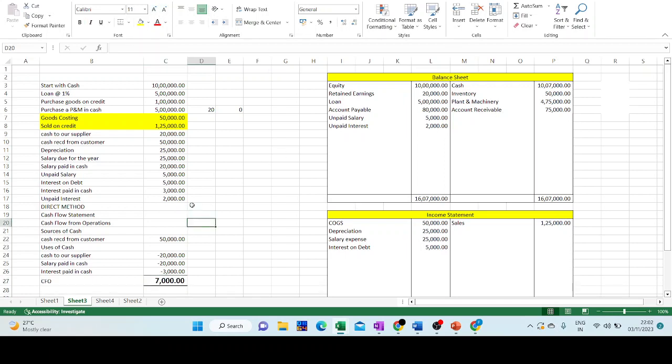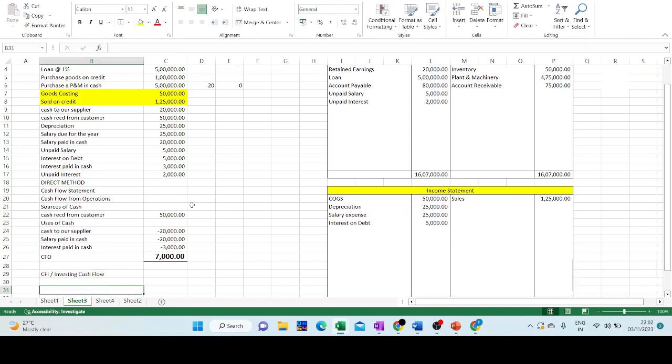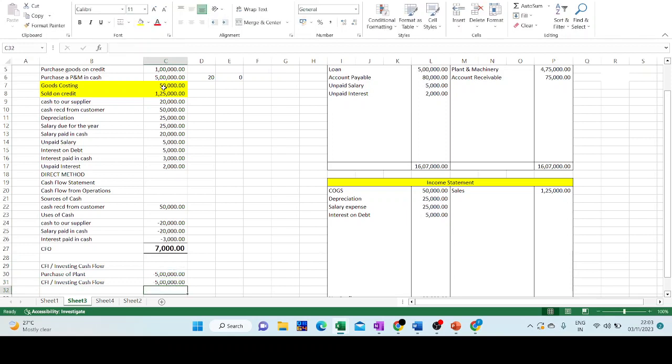Okay. Now guys, let us calculate CFI. Please tell me what would be the CFI here, or investing cash flow. Purchase of plant and machinery. How much did we pay to buy the plant? 500,000. So this is an outflow of cash, right? Since we've purchased it, we must have paid cash to purchase it. So this purchase of machinery is an investing outflow, right? So my CFI is minus 5 lakh.